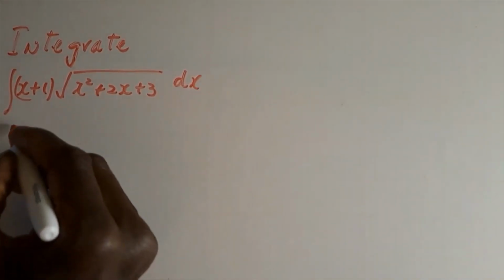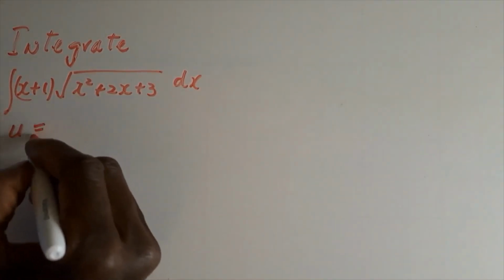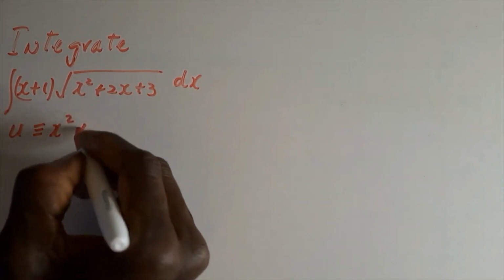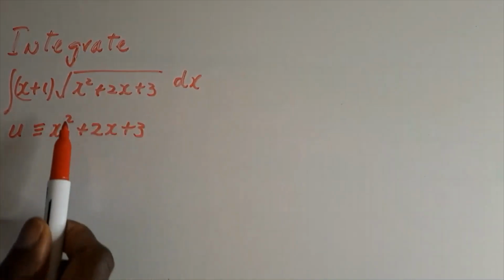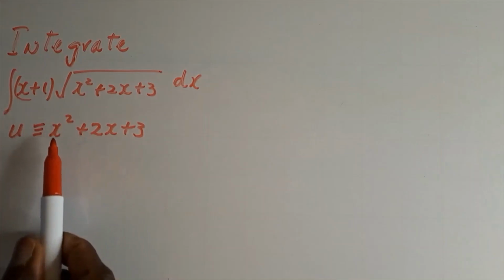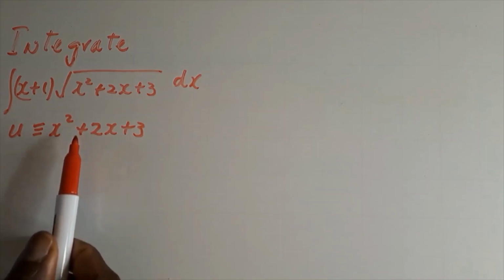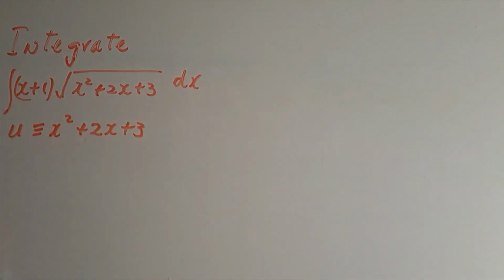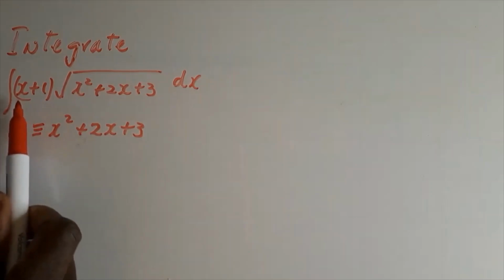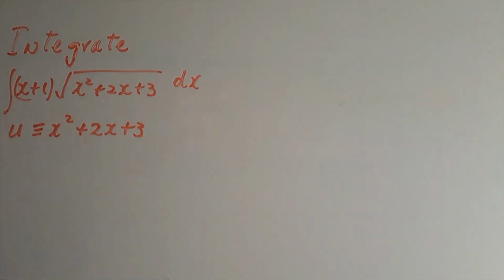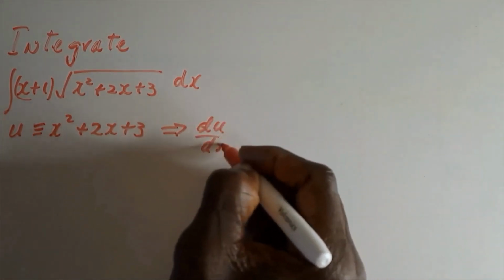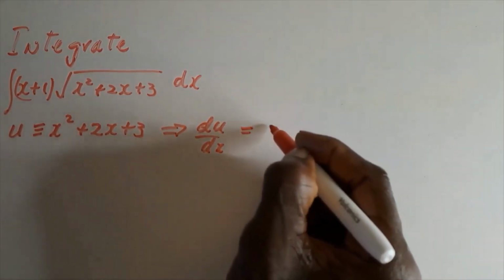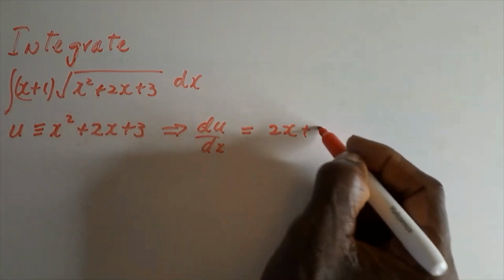Right, here we'll use the substitution u equals x squared add 2x add 3. We've chosen this because if we differentiate it quickly by inspection, we have 2x add 2, and we can see a way of finding a suitable substitution for (x add 1) dx, and that's what we'll do now. So if we differentiate this, we have du dx is equal to 2x add 2.